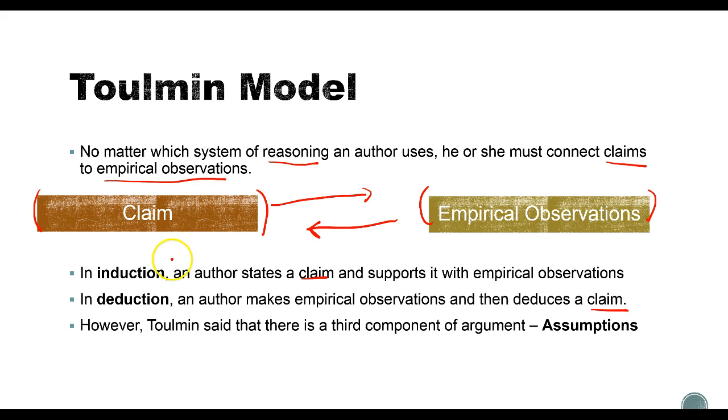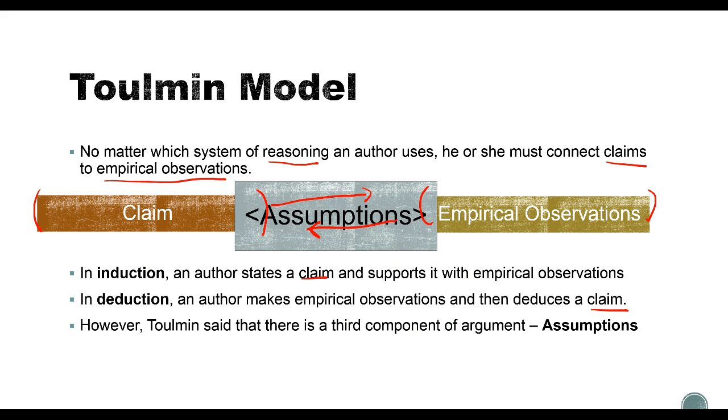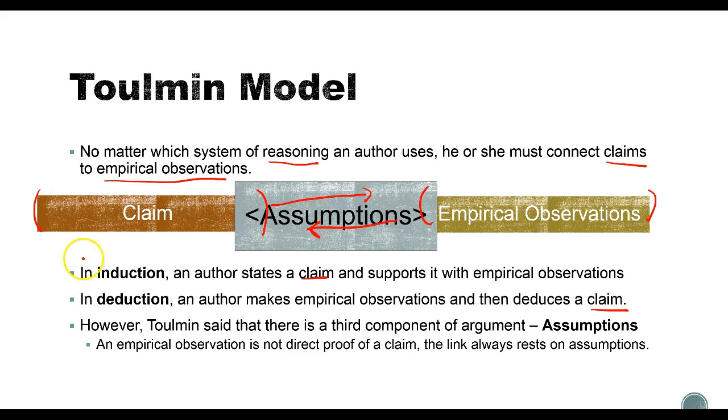However, Toulmin said that there's a third component of argument, right, which is assumptions. So an empirical observation is never direct proof of a claim. The link always rests on assumptions. So let's take a look at an example of this.